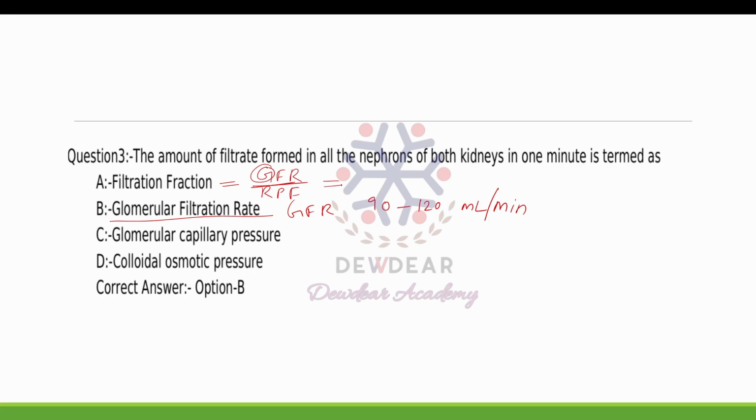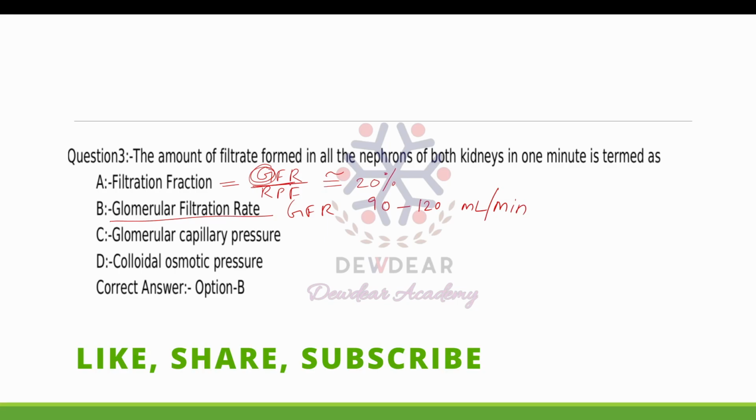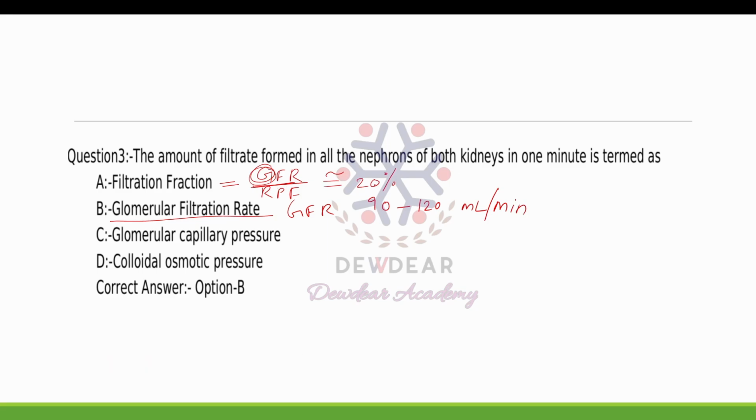The normal filtration fraction is approximately 20%. That means 20% of the plasma that enters the kidney through the renal arteries is filtered through the glomeruli, and the remaining 80% goes into the peritubular capillaries. So how much is filtered through the glomeruli? 20%. That is the filtration fraction: the ratio of GFR to the renal plasma flow, or how much proportion of the plasma is filtered through the glomeruli of the kidneys.